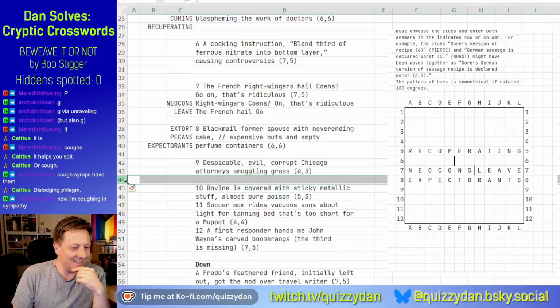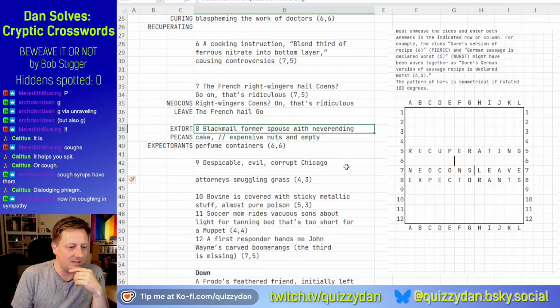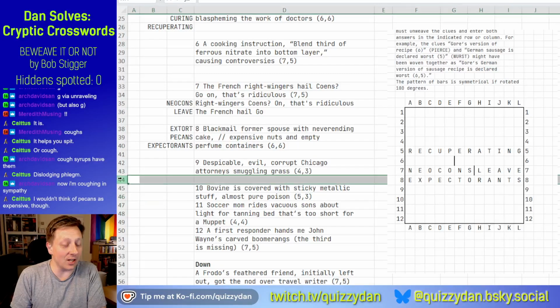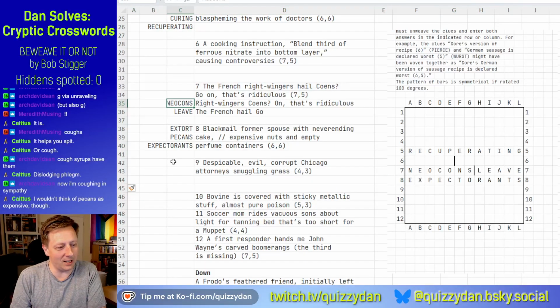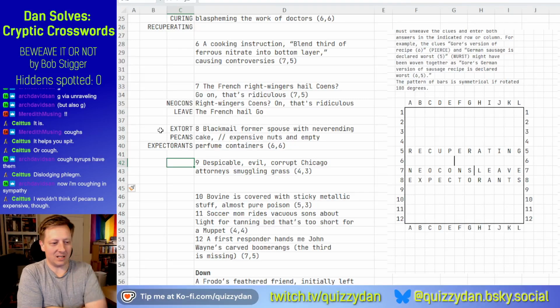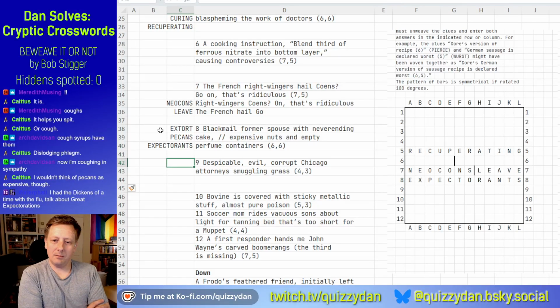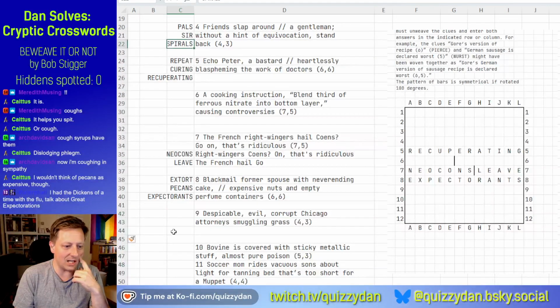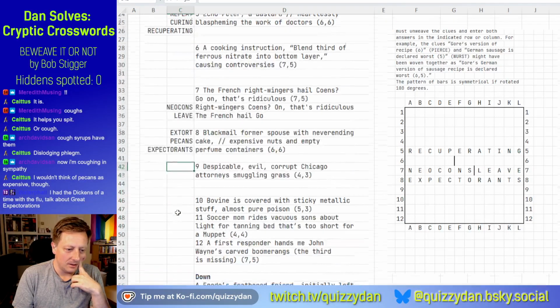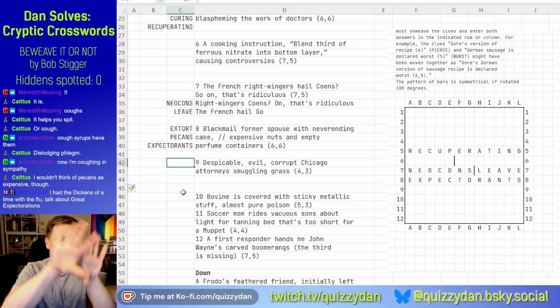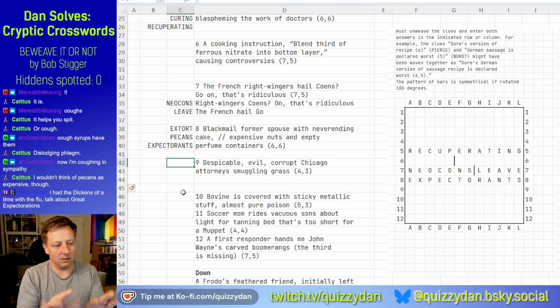Oh dear. Whoops. Despicable, evil, corrupt Chicago attorneys smuggling grass. I will say there's some excellent services going on in here. Well done, Bob Stigger, for the excellent services. Despicable, evil, corrupt Chicago attorneys smuggling grass. Now, do we know what 4 is? So we've got a 7, so this is probably going to be 2 clues entirely separate, and we're going to chop together the answer.